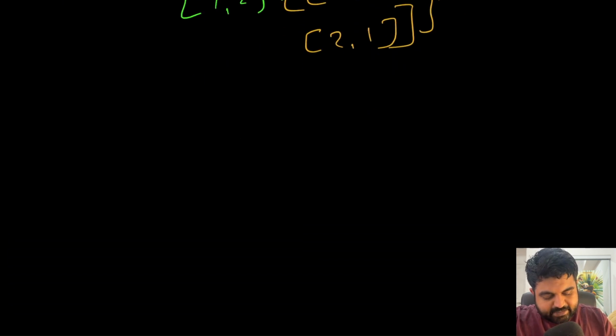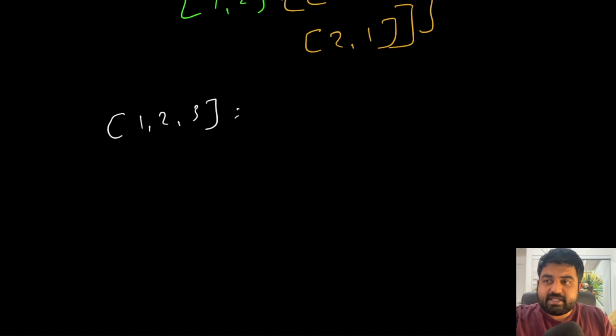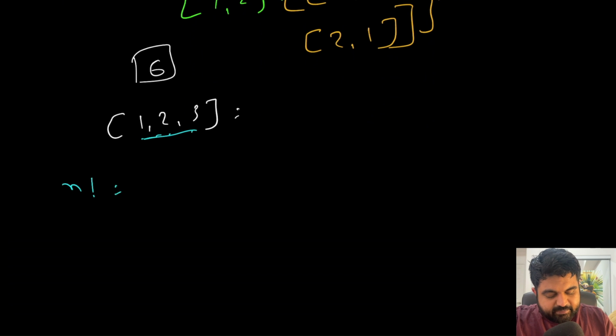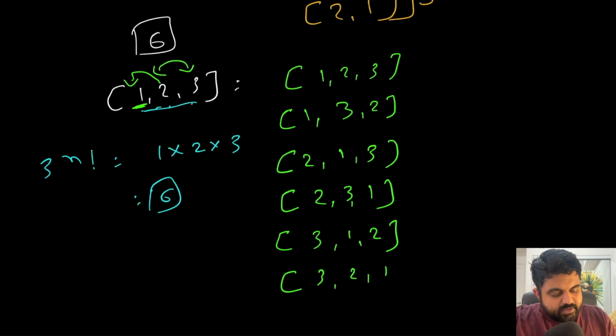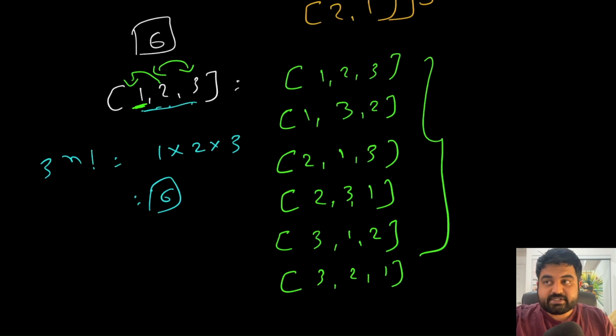Let's take one more example. Suppose in the input we are given the values 1, 2 and 3. Then we can calculate that we should be able to make 6 permutations in this case. Why? Because for any given n numbers, you can make n factorial permutations. In this case we are given 3 elements, so that is 1 multiplied by 2 multiplied by 3, as in 3 factorial. So the answer is going to be 6. Now let's see what all these 6 permutations are going to be. So these are all the 6 permutations we can make.